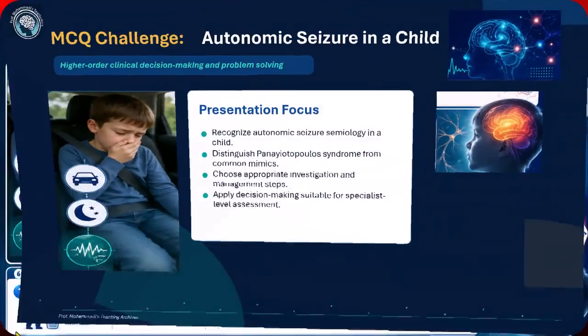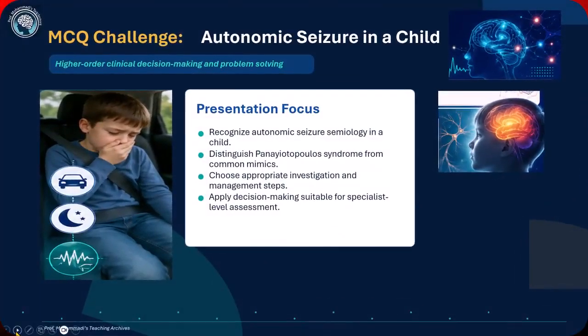A previously healthy 6-year-old boy develops pallor, nausea, fearfulness, and a repeated sense that he is going to vomit during a car journey. Over several minutes, he becomes progressively less responsive, and his head and eyes slowly deviate to the left. There are no convulsive movements, but the event is prolonged, followed by profuse vomiting, confusion, sleepiness, and gradual recovery over 1 to 2 hours.